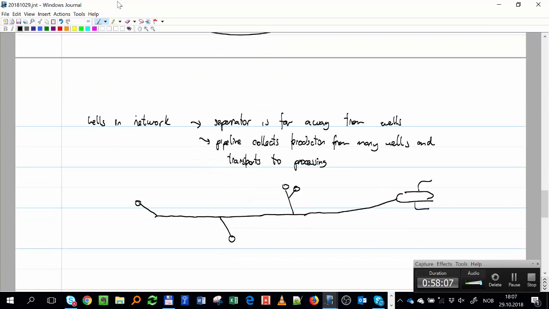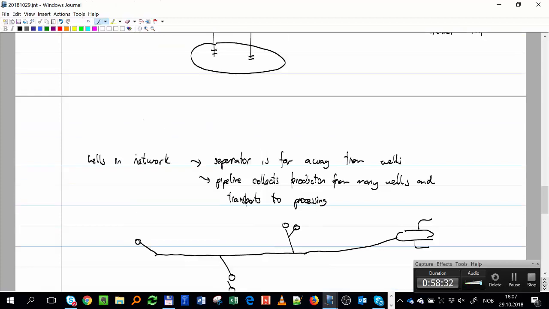If you are here, each well has to compete in the same pipeline for space. Okay? This one, which is far away, has to flow, has to have more energy, has to overcome more losses. This one that is close has it easier. So here we have an interaction between wells. That's something that we have to take into account.